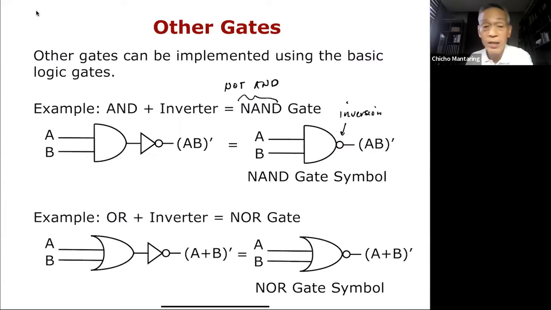And then if I cascade an inverter to the output of an OR, that is what I call a NOR. NOR stands for not OR. So all I have to do is stick this circle to the output of my OR, and that is my NOR gate symbol. Any questions?